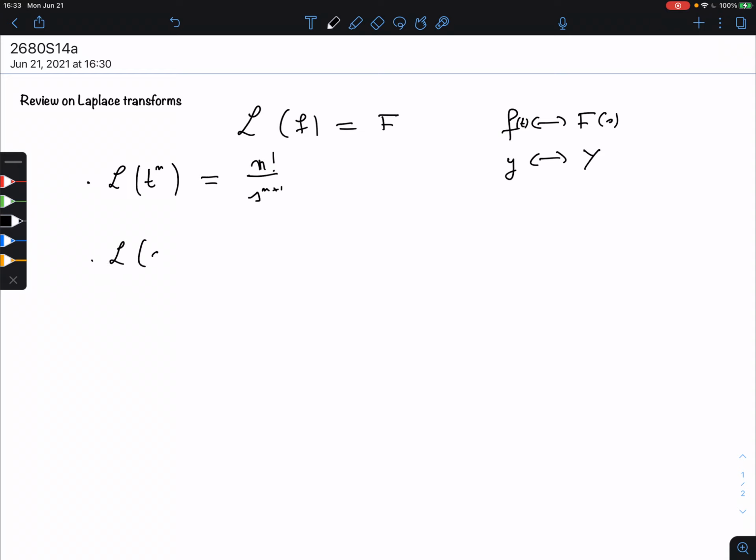The other one is the cosines. Cosine omega t, that's the variable, right? So it's t, blanking, t squared plus omega squared. And then the Laplace transform of sine omega t is omega over t squared plus omega squared.